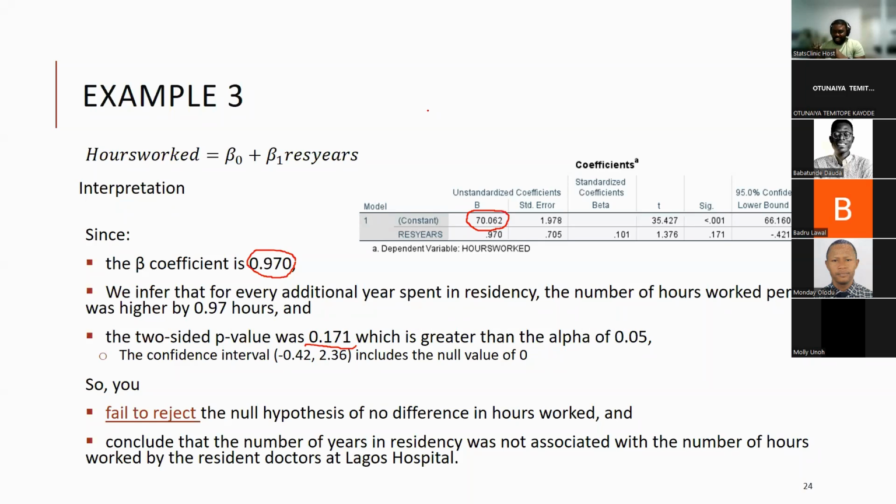Okay, don't go yet. So we fail to reject. We never accept. The term accept, we don't use it. We either say reject the null hypothesis or fail to reject the null hypothesis.